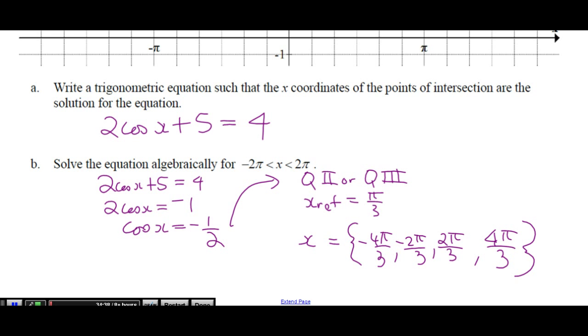So I just found these two and then just subtracted 6 pi over 3, right? Because we're going from negative 2 pi to 2 pi, or negative 6 pi over 3 to 6 pi over 3. Okay, so 2 pi over 3 minus 6 pi over 3, and 4 pi over 3 minus 6 pi over 3. So you could actually just write this as x is equal to plus or minus 4 pi over 3 and plus or minus 2 pi over 3. Okay, so that will work.